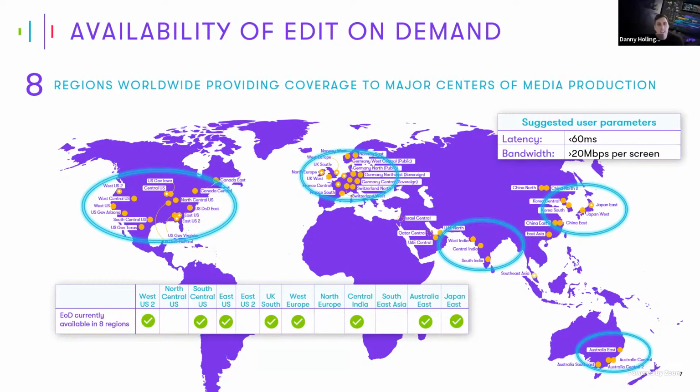Thanks, Craig. So as Craig said, we're utilizing the power of the cloud here to be able to enable post-production workflows in a distributed fashion. And as such, we are available in a number of locations globally. Today, there's 8 data centers available, and we're always looking to expand our capabilities elsewhere as well. But that gives us good coverage in a number of different areas.